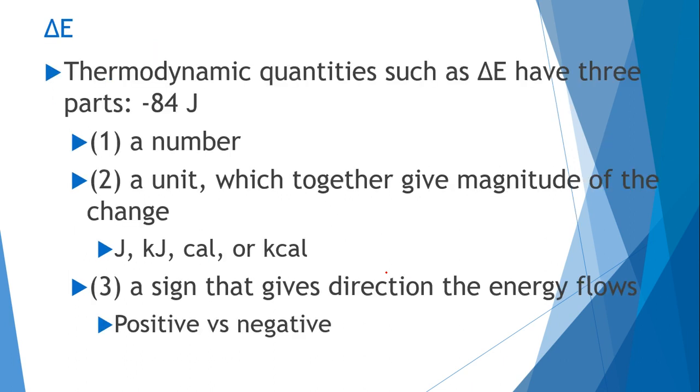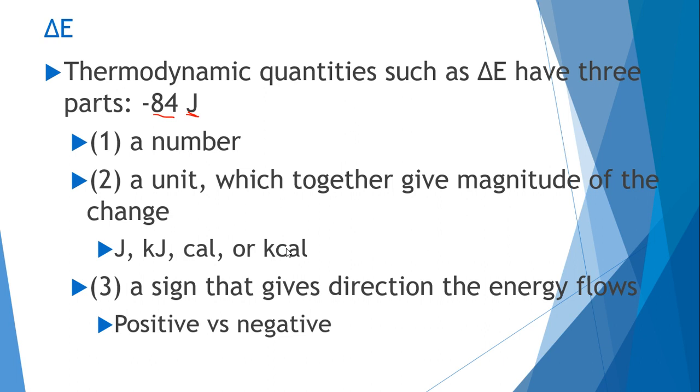Now, with change in energy, these are quantities that have to have three parts. The first part is a number. So 84 right here is my number. The second one is a unit to give some kind of magnitude. In my example, my unit is J, which is joules. In the last lesson, you did learn that other units can include kilojoules, calories, or kilocalories.